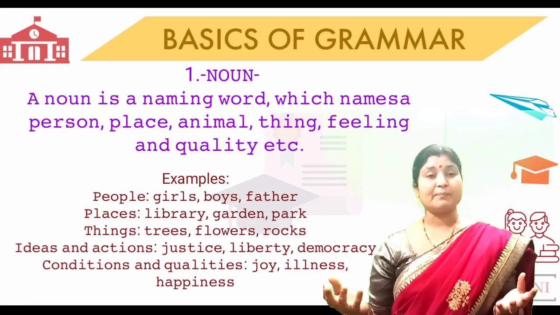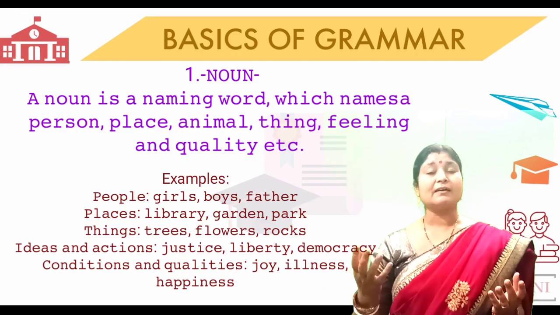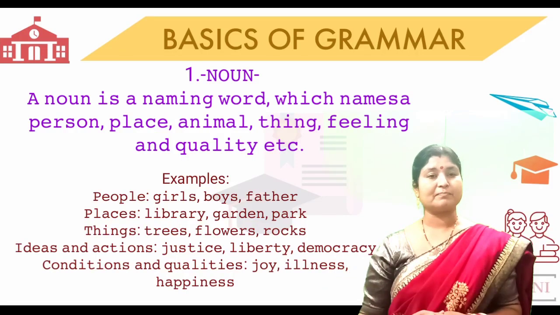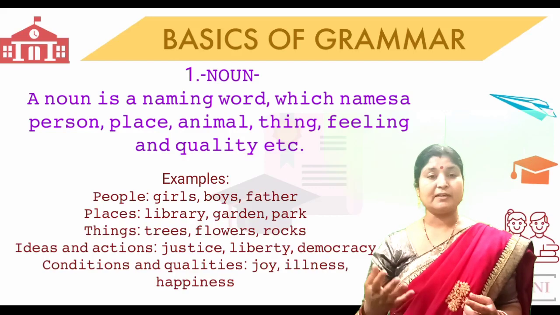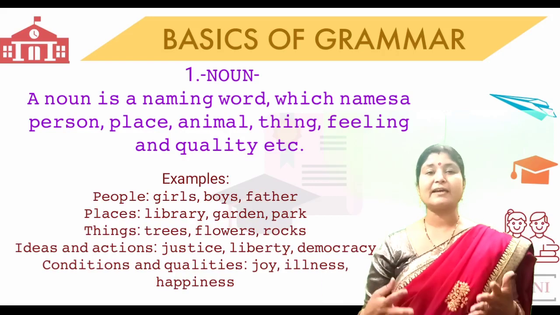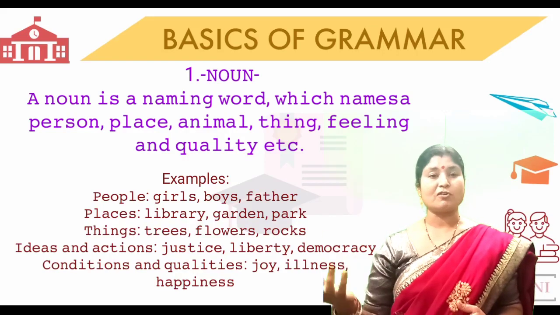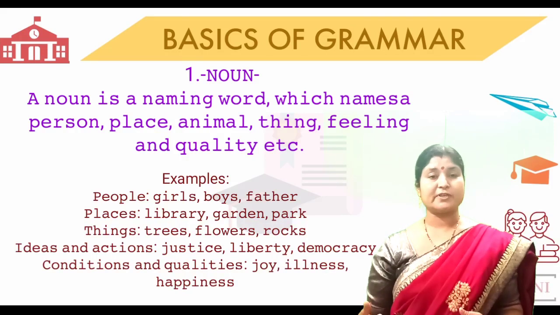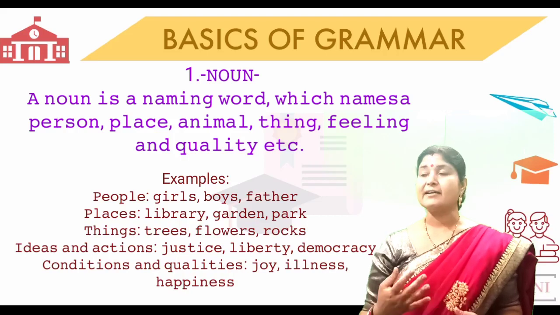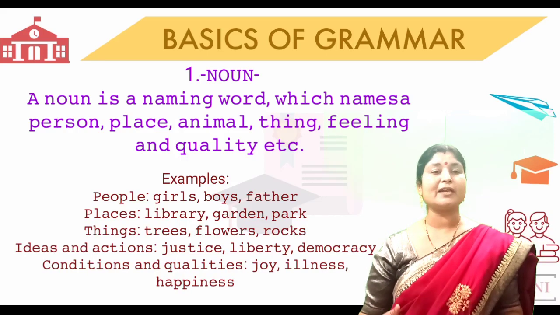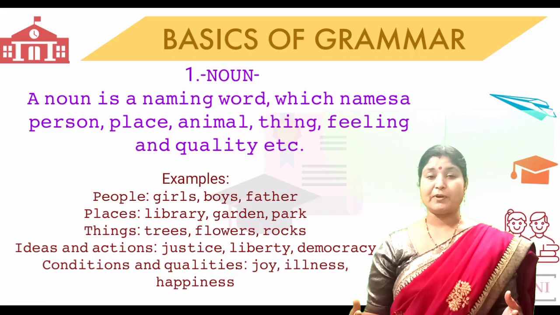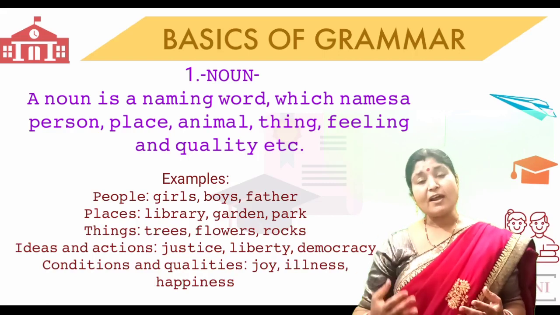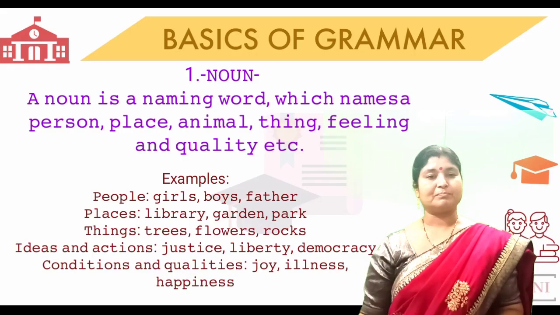So for example, people, like girls, boys, father. Places, like library, garden, park. Things, like trees, flowers, rocks. Ideas and actions, like justice, liberty, democracy. Conditions and qualities, meaning the feelings, like joy, happiness, illness. These all are included in noun.